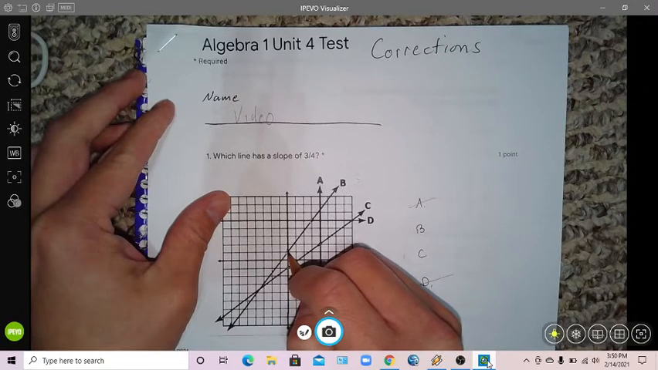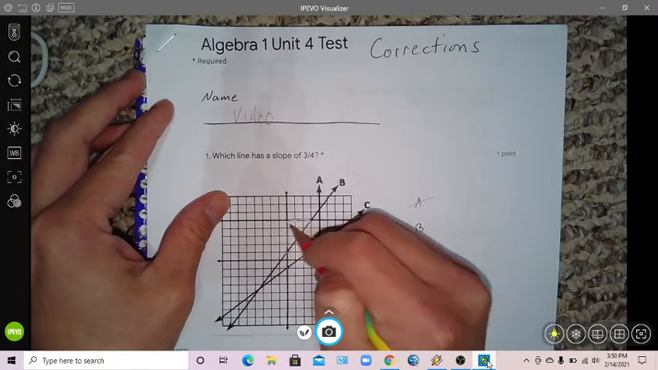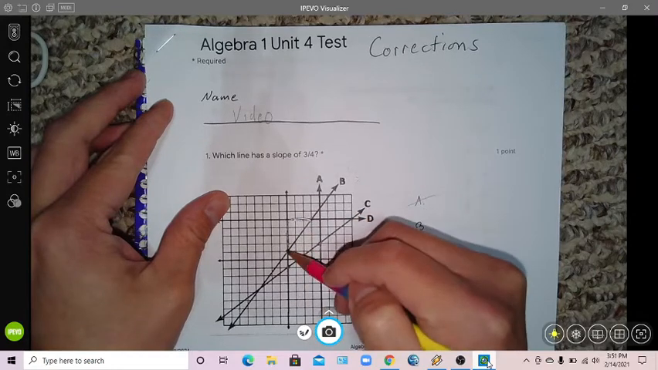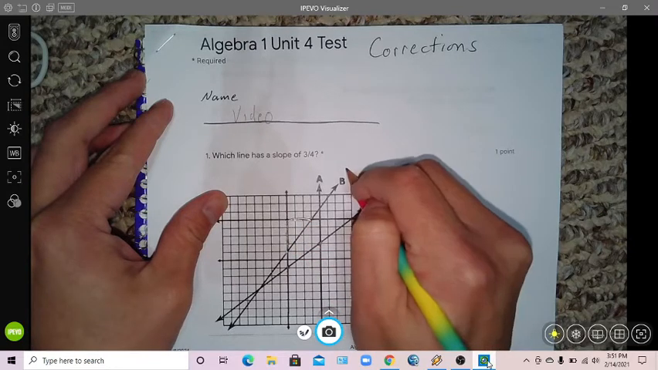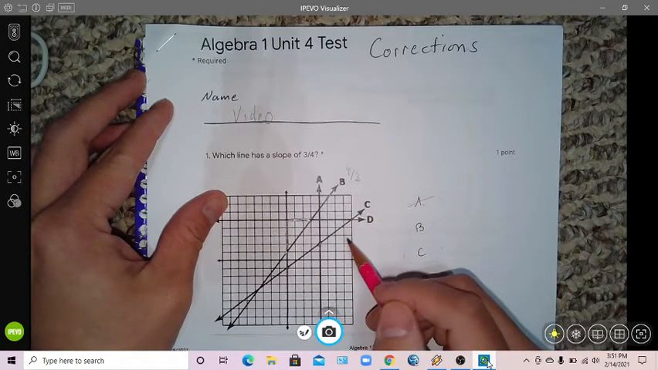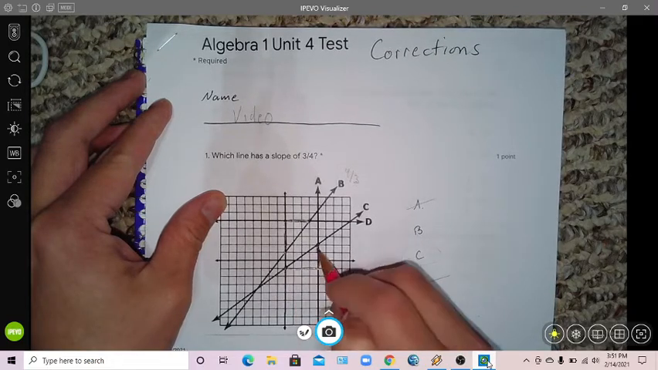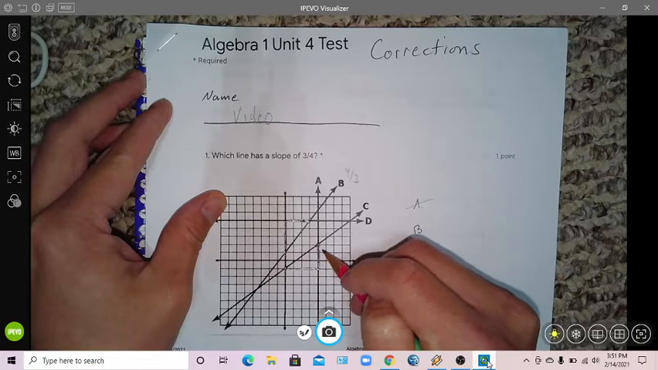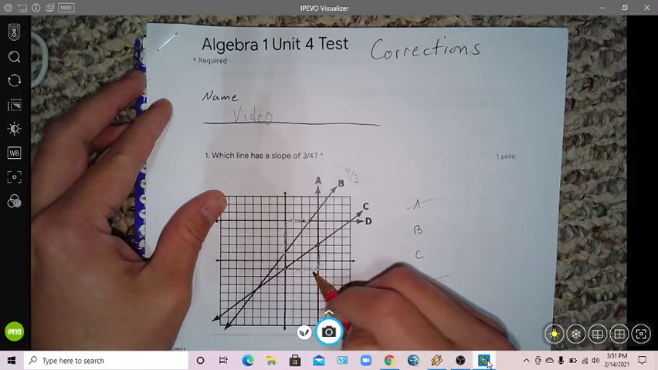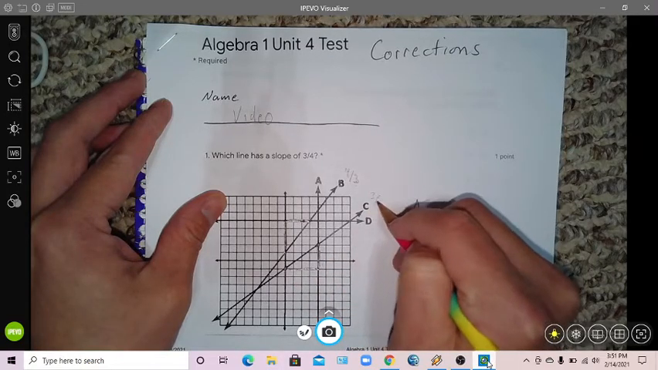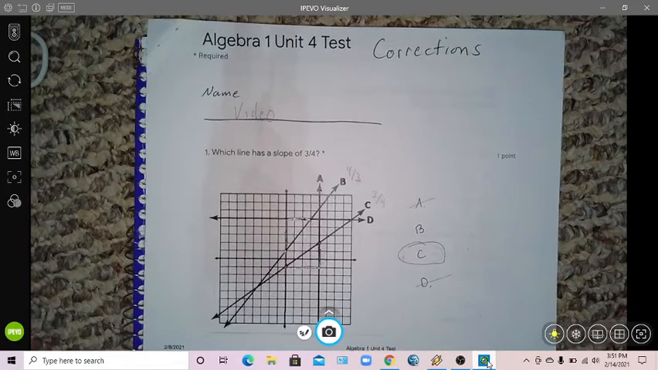I put points on B, okay? And if I get the rise over run for B, it looks like the rise here is 1, 2, 3, 4. The rise is 4. The run is 3. This is 4 over 3. For C, if I get the rise over run, the points being there, it looks like the rise is 3, 3 boxes, and then the run is 4 boxes. So that'd be 3 over 4. Okay, so it's always going to be rise over run. So it's option C.